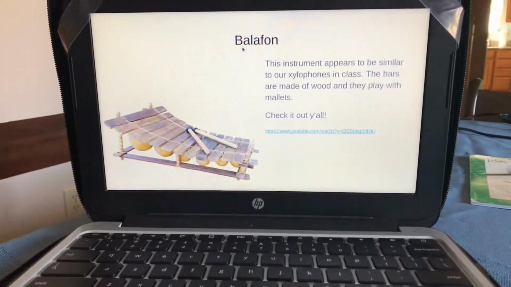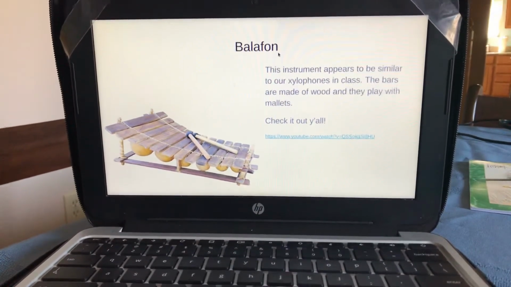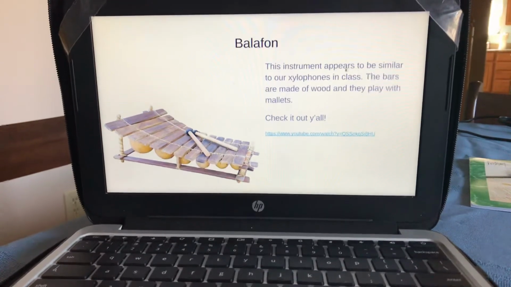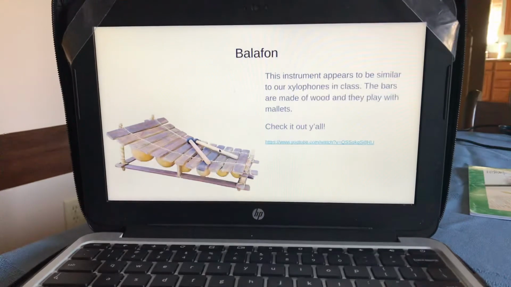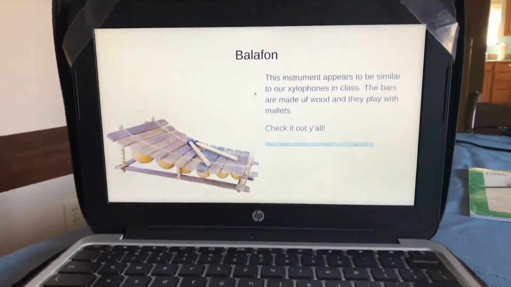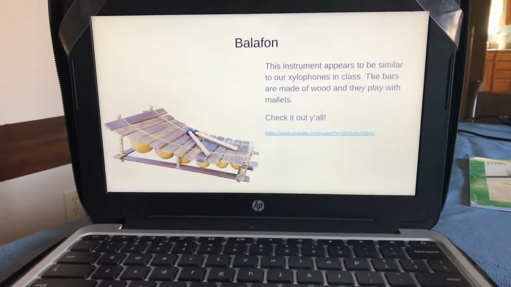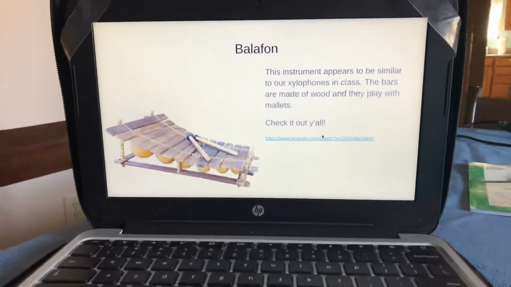Then I'm going to go on. This instrument is called the balafon. Please don't quote me on that because I probably Americanized it hardcore. But I included a picture, which I love. You should definitely do that. Include a picture of your instrument. And upon looking at it, I was like, oh, okay, this seems to be similar to our xylophones in class. Bars are made of wood. They play with mallets. Cool.